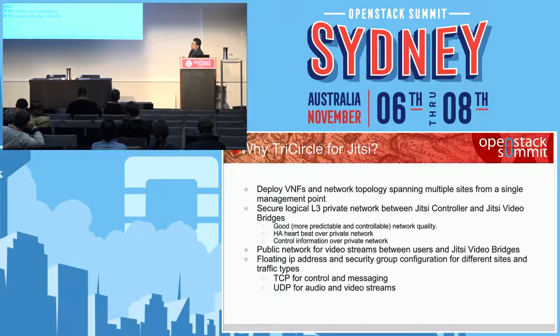And the heartbeat over the private network, and the control information can be processed in the internal network. A public network for video stream between user and video bridge. And the floating IP and security group configuration for different sites and for different types of traffic. TCP for control and messaging, and UDP for audio and video stream. So we need to configure some security group rules.